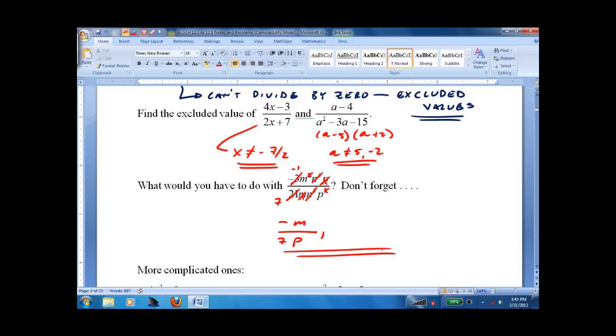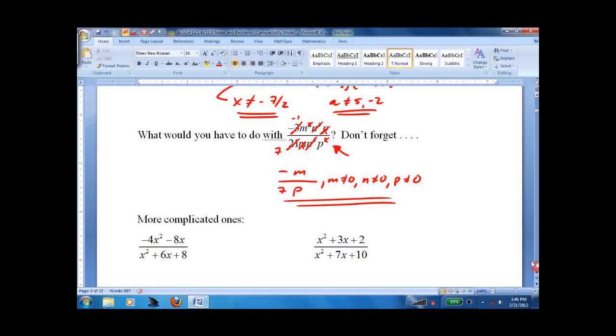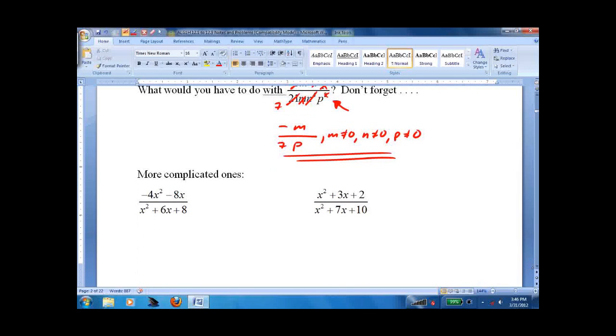Don't forget, no x here, m cannot equal 0, n cannot equal 0, p cannot equal 0. You might look at this and say, but there's not even an n in here anymore, and m is no longer on the bottom of the fraction. Well, that's all right. This is what we started with here, and we have to consider, do we have m, n, or p equaling 0 before we even start the problem? You got to watch out for that. Again, excluded values.